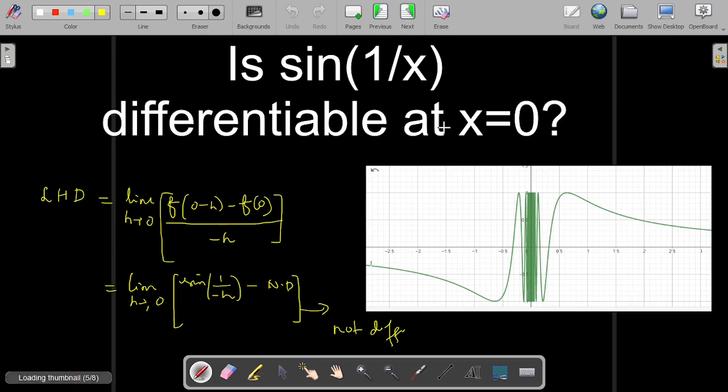See, this was the graph of sine of 1 by x. As you approach 0, you have an infinite number of oscillations, due to which the function does not have a particular value at 0. It is neither continuous nor differentiable, and its limit does not exist.